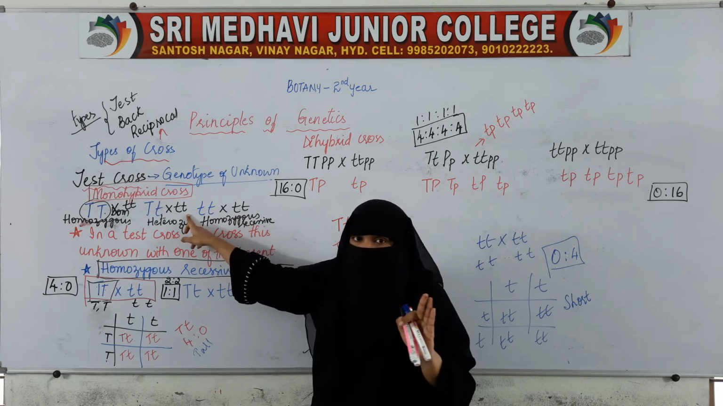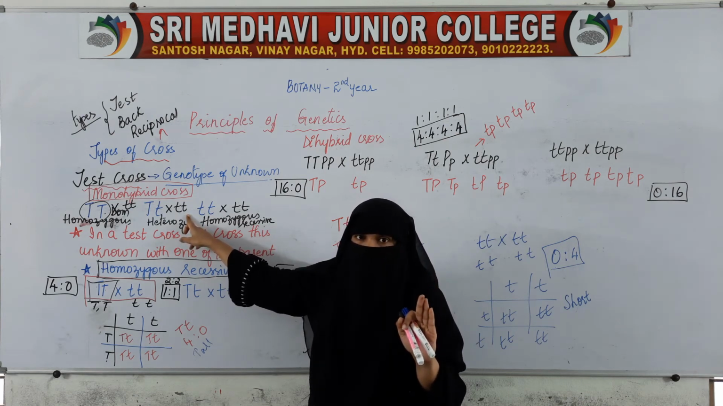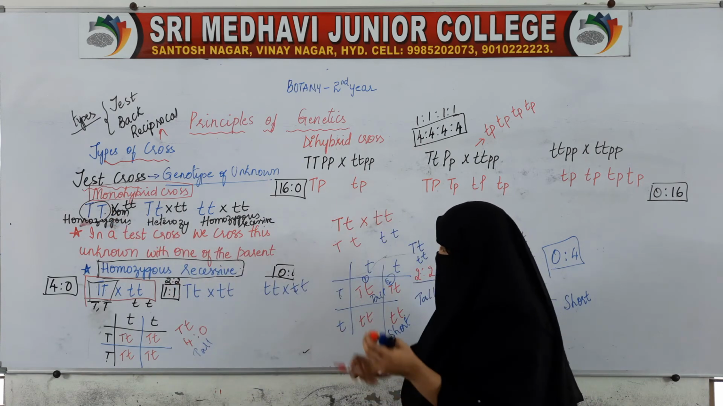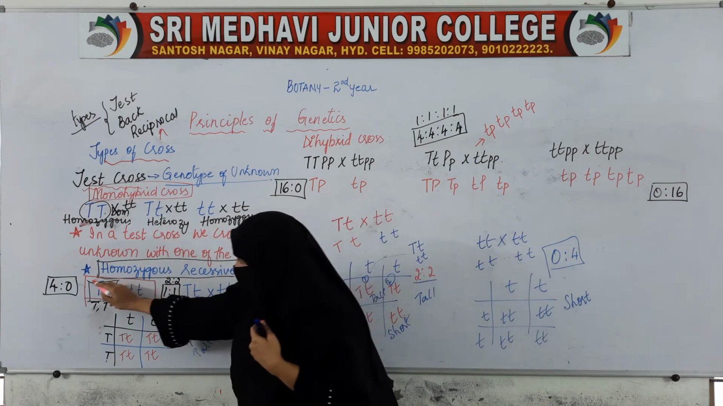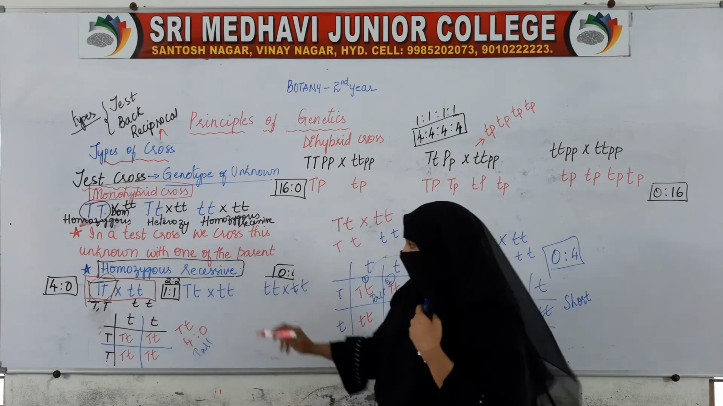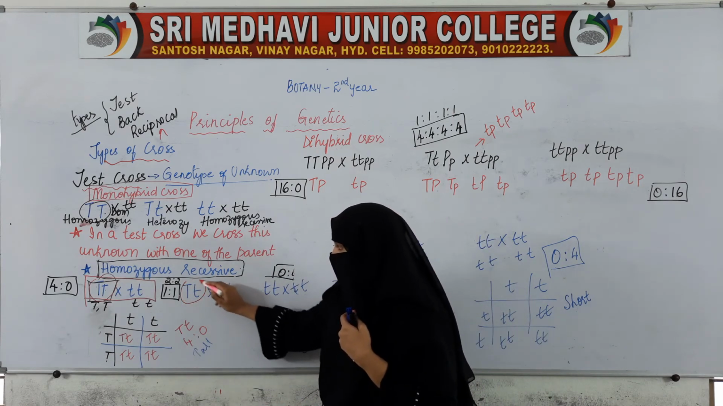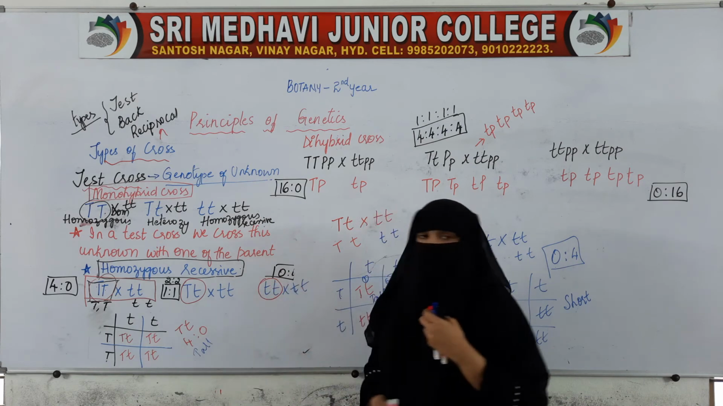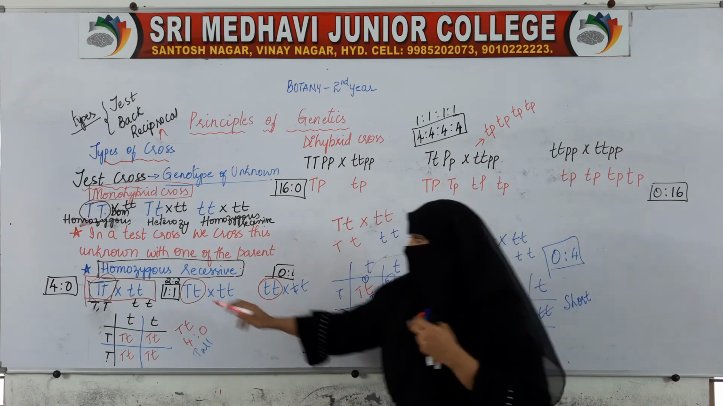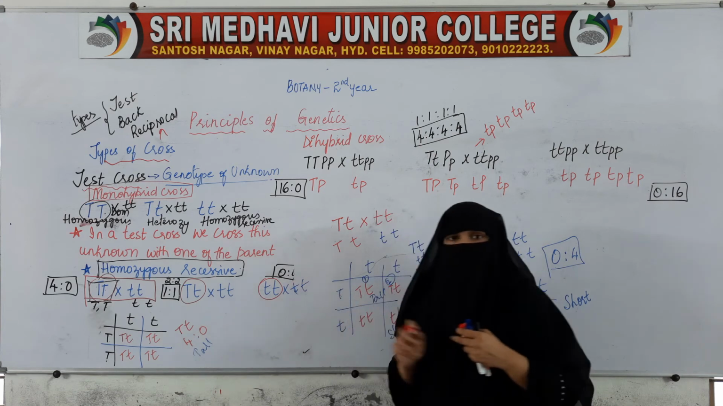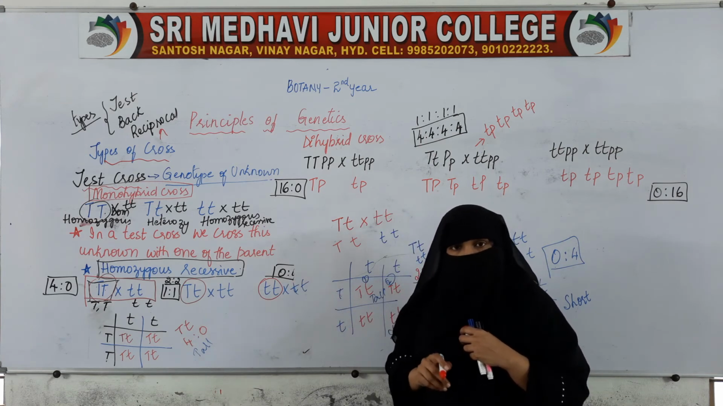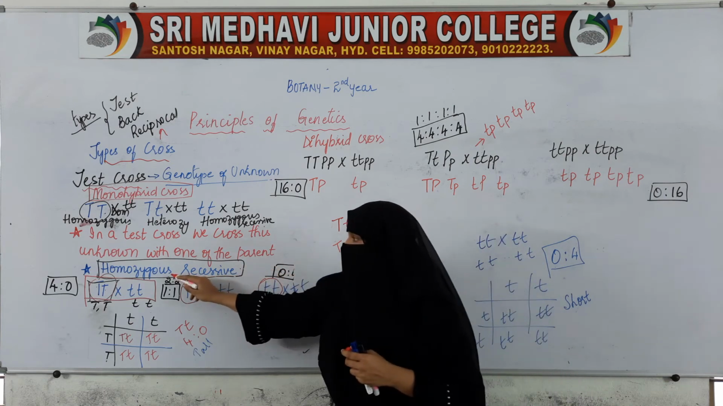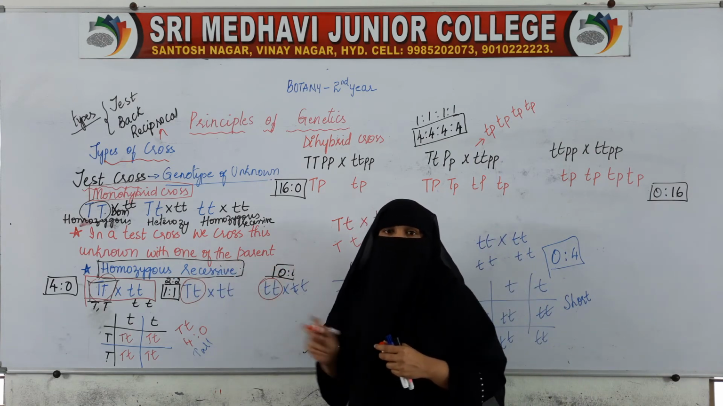For any character we find 3 types of genotypes. It can be capital T, capital T, or it can be one capital T and one small t, or it can be both small t. These 3 genotypes can be found for a character, and for all these genotypes in a test cross we have to cross them with homozygous recessive.